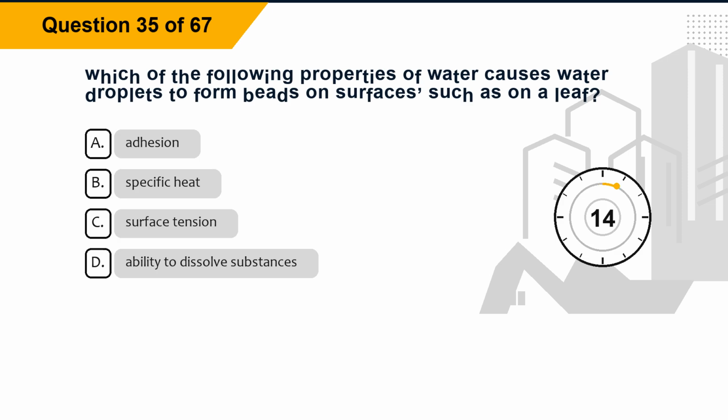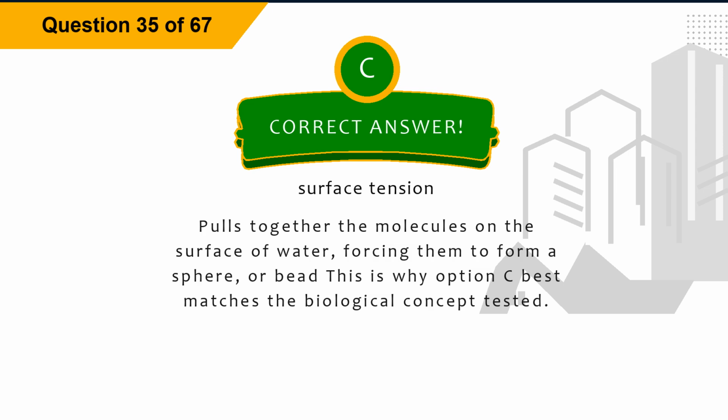Question 35. Which of the following properties of water causes water droplets to form beads on surfaces, such as on a leaf? Option A, adhesion. Option B, specific heat. Option C, surface tension. Option D, ability to dissolve substances. The correct answer is option C, surface tension. Explanation: surface tension pulls together the molecules on the surface of water, forcing them to form a sphere, or bead. This is why option C best matches the biological concept tested.